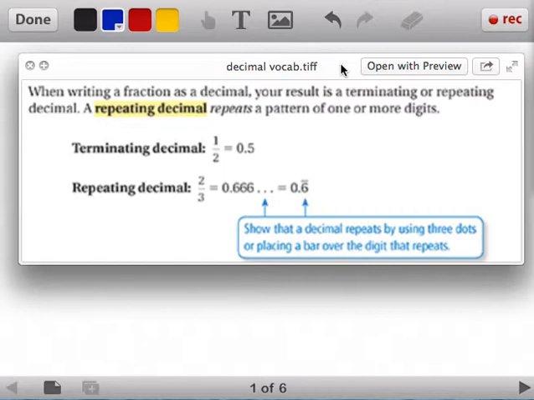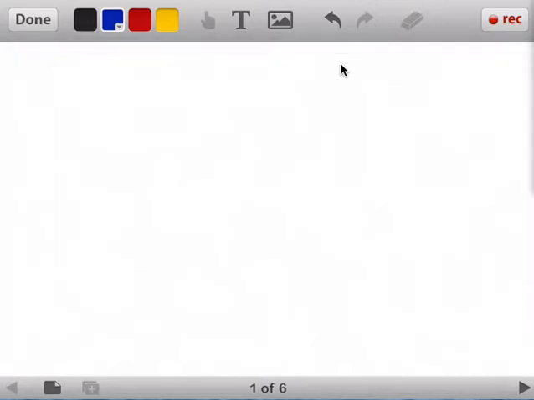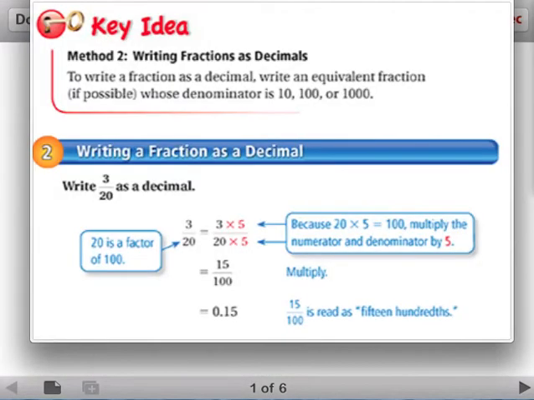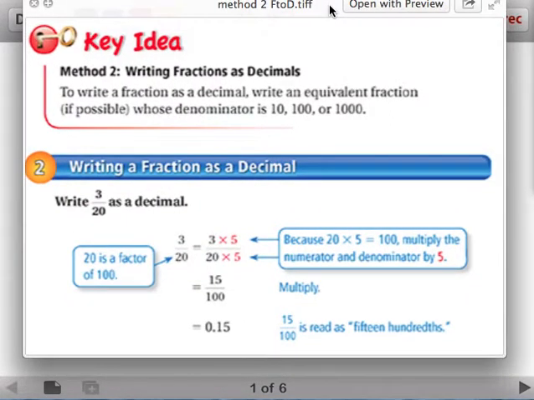So let's move this out of the way. Okay, and let's talk about the first method for changing a fraction to a decimal. And again, I call it our first method. The book calls it the second method. And this is it. So it says right there, key idea, method 2. I'm calling it our first method. This is writing fractions as decimals. To write a fraction as a decimal, write an equivalent fraction, if possible, whose denominator is 10, 100, 1,000, and you could do 10,000s, 100,000s.